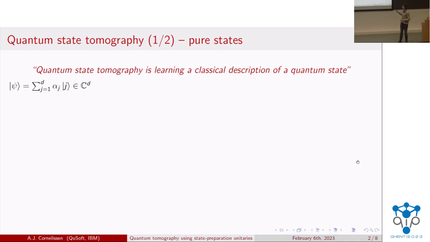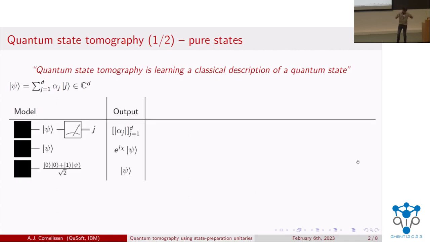You can either consider the setting where you have a pure state that you want to estimate, or you can think about the setting where you estimate a mixed state. We're first going to have a look at pure states, and on the next slide we'll have a look at the mixed state case. So for now, let's suppose that we have a d-dimensional pure state, and we want to learn a classical description. We can make some assumptions on how we have access to this quantum state. I have drawn three pictures here that indicate how we have access to our quantum state.